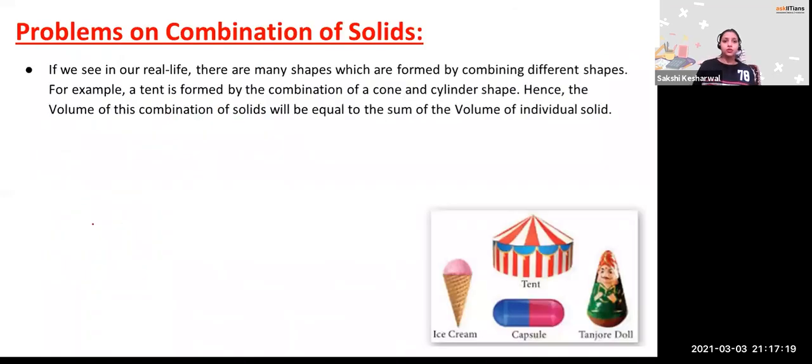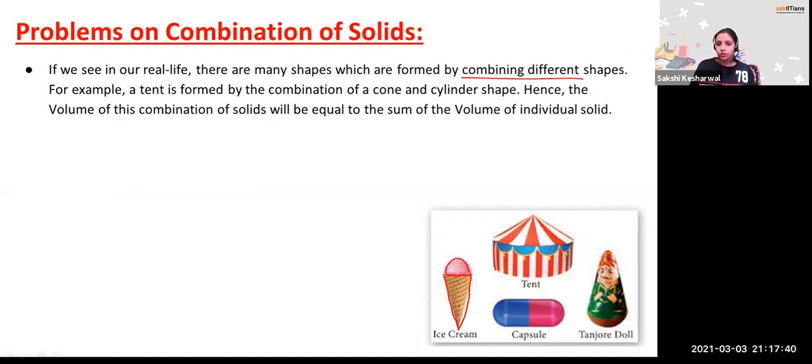Now let's come to problems on the combinations of solids. In real life, we see that there are many shapes formed by combining different shapes. For example, an ice cream is a cone with a sphere on it. If you see a tent, there is a cylinder, and then there is a cone on it.